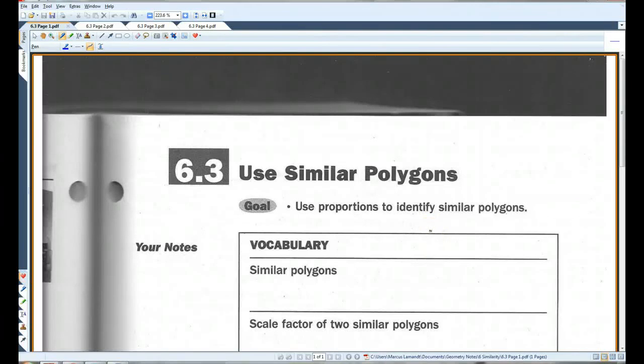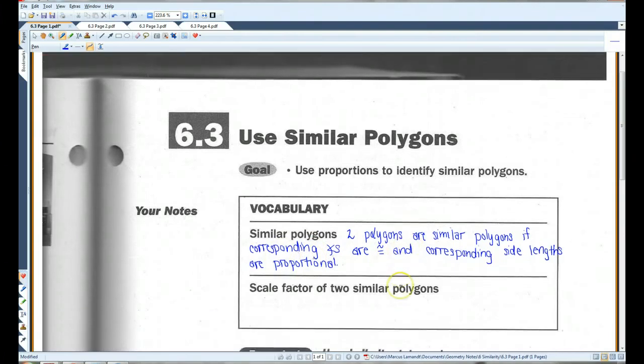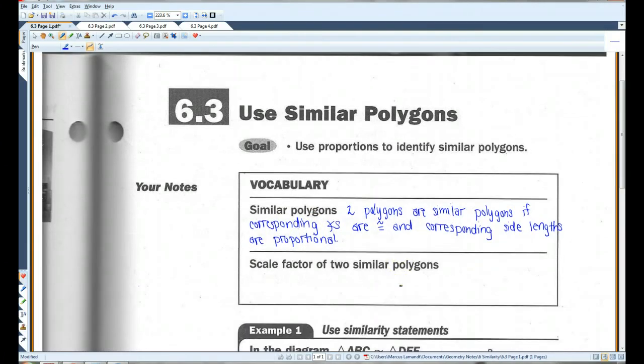Alright, if you guys could please turn to 6.3, use similar polygons. Two polygons are similar polygons if corresponding angles are congruent and corresponding side lengths are proportional. When I say proportional, I mean that they have a common scale factor. So anytime you have two polygons and you're like, oh gosh, are they similar? All the angles have to be the same. All the sides have to have the same ratio.